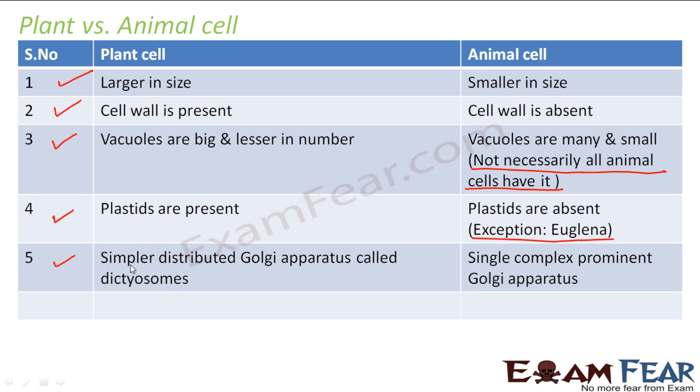In plant cells, we have simpler distributed Golgi apparatus called dictyosomes. So Golgi apparatus are called dictyosomes and they are scattered everywhere. In animal cells, they are known as Golgi apparatus and it is a single complex prominent structure. It is present at just one place, which is surrounded by a membrane. It is not distributed here and there. Whereas in a plant cell, the Golgi vesicles are distributed all over.